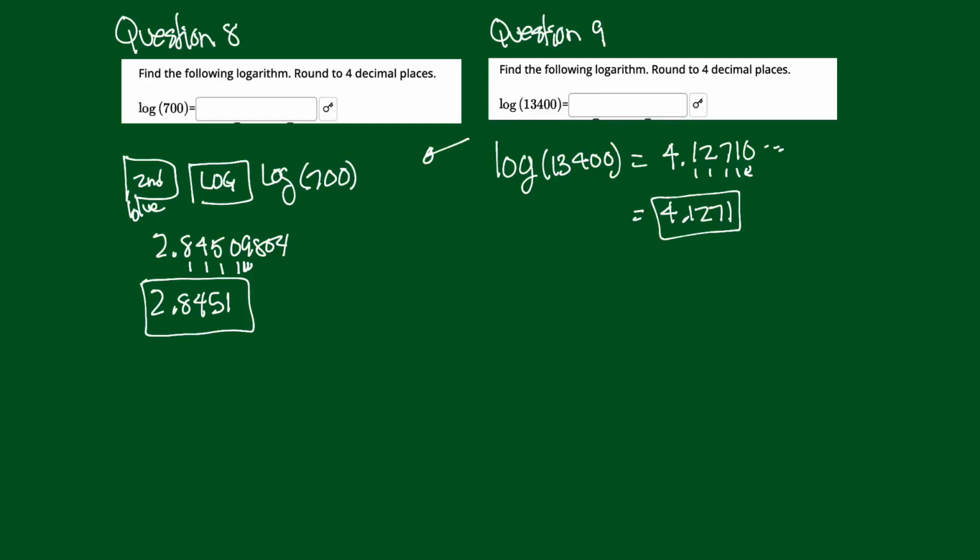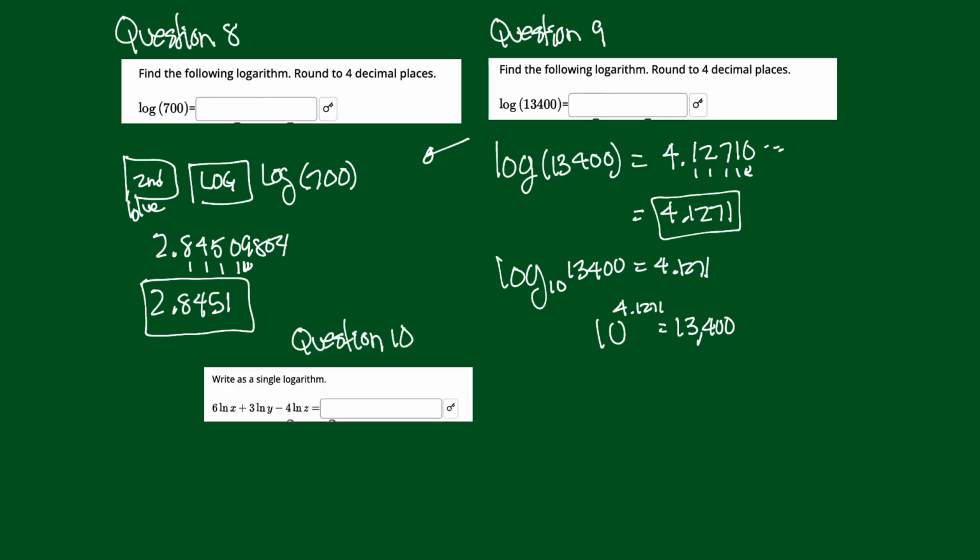And let's just reflect on what it means. Remember, the log base 10 of 13,400 is 4.1271, which means, right, the logarithm is the exponent. Exponents go on bases, so this means that 10 to the 4.1271 is equal to 13,400, or close to it.